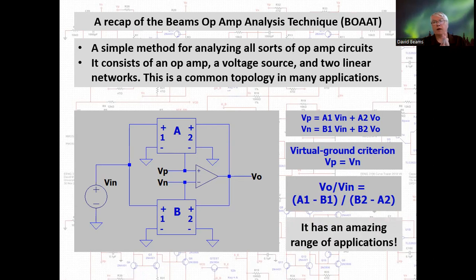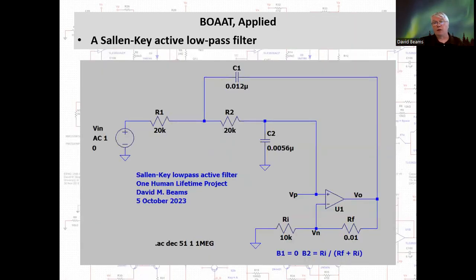BOAAT method applied to circuits using resistive networks and circuits using networks in which there was a capacitor. Now, here we're going to be applying it to networks involving two capacitors, like this Sallen-Key active low-pass filter.